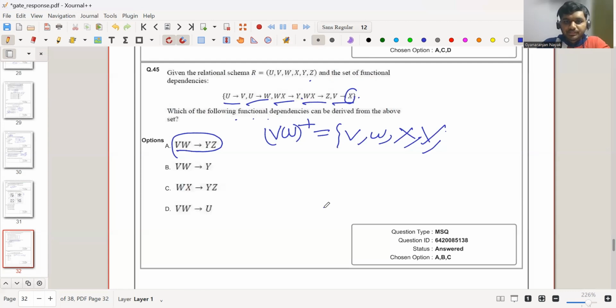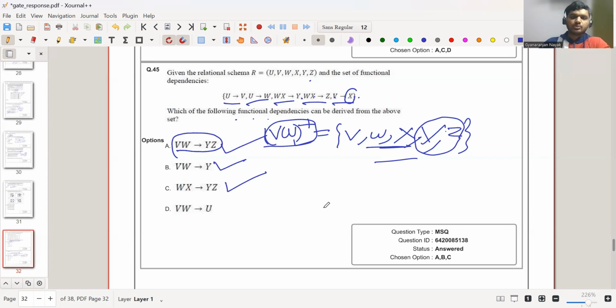Similarly, WX determines Z. So Z is also in the closure of VW. So you notice here VW determines YZ because YZ is in the closure of VW. So similarly, if you check, options A, B and C are true. So for this problem, options A, B, C are true. So we proceed for next.